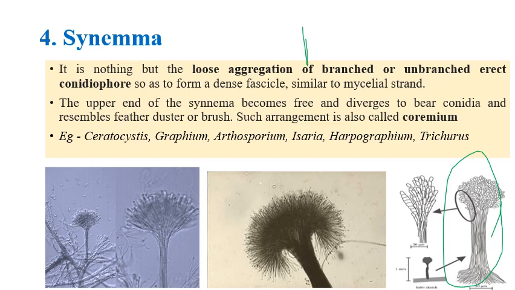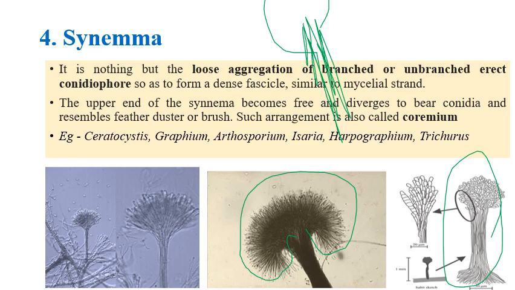Imagine this is one conidiophore, and all the conidiophores are put together, and on the upside you can see conidiospores, the conidia, right? This aggregation of all the erect or small branched conidiophores put together looks like a tree. For our understanding, I would say tree. The general terminology is mycelial strands, okay? When put together, it is called synnemata. A loose aggregation of branched or unbranched conidiophores is known as synnemata.